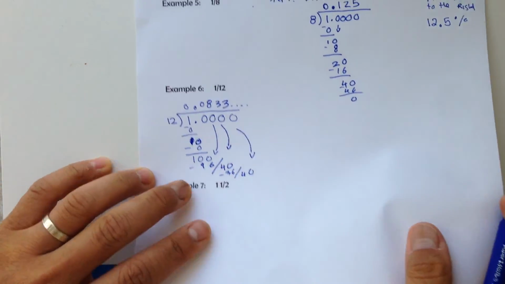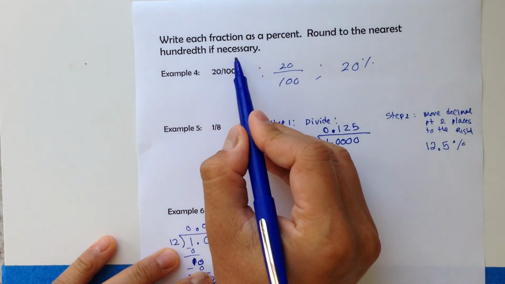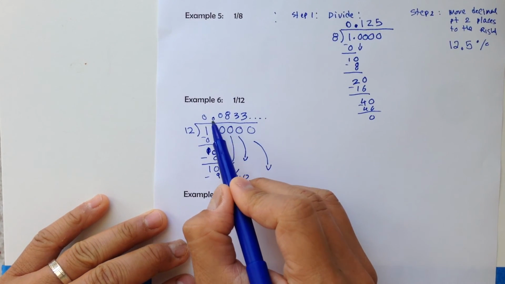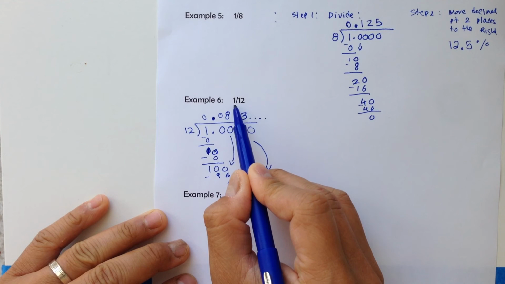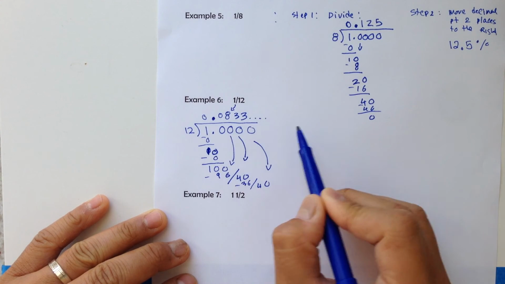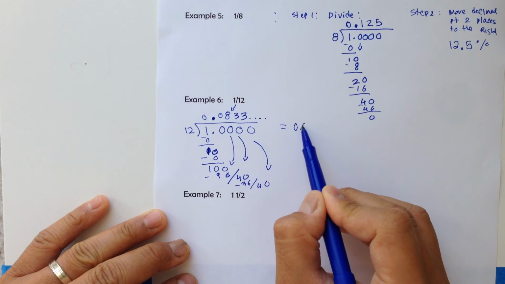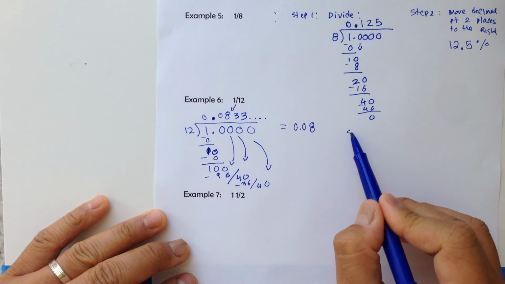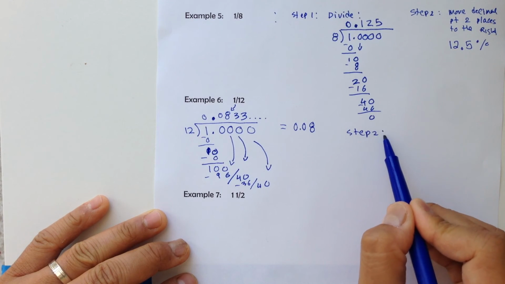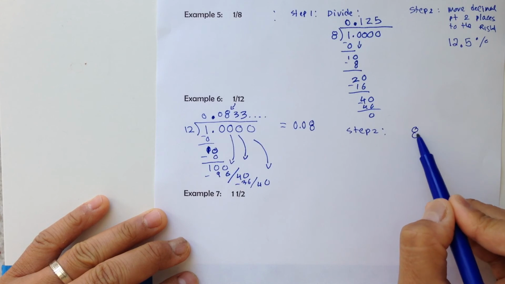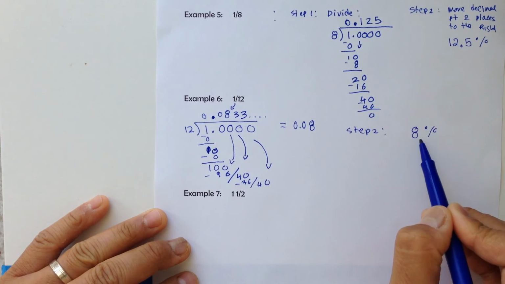Now here's where I round if necessary. So I'm going to round to the nearest hundredth. The 8 is in the hundredths location, and because the number after it is less than 5, this number actually equals 0.08. So that's my first step. I divide. Step 2, I'm going to move the decimal 2 places to the right. So moving the decimal 2 places to the right makes it 8%.